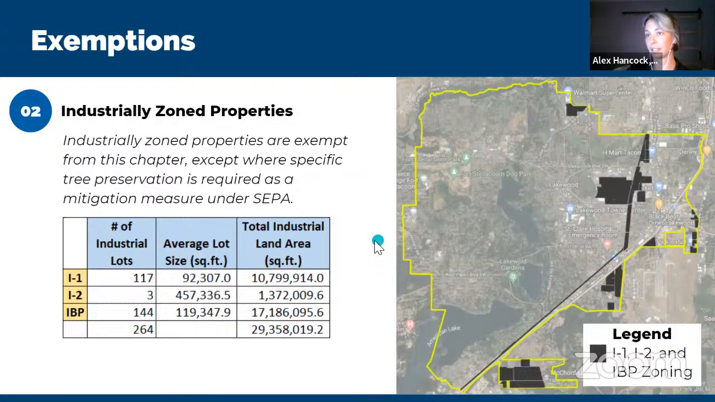And specifically, the code says that industrially zoned properties are exempt from this chapter, except where specific tree preservation is required as a mitigation measure under SEPA. So, the fact that industrial zoning is called out isn't very clear as to why industrial as opposed to commercial. I think that it may have been something that was brought over from older code versions, but it's worth reassessing at this point. And also, I didn't include it on this slide, but I just wanted to note that industrial areas contain 3.2% of Lakewood's tree canopy.